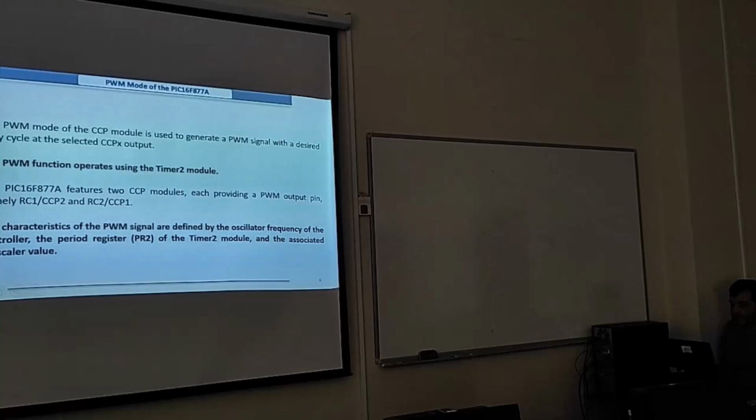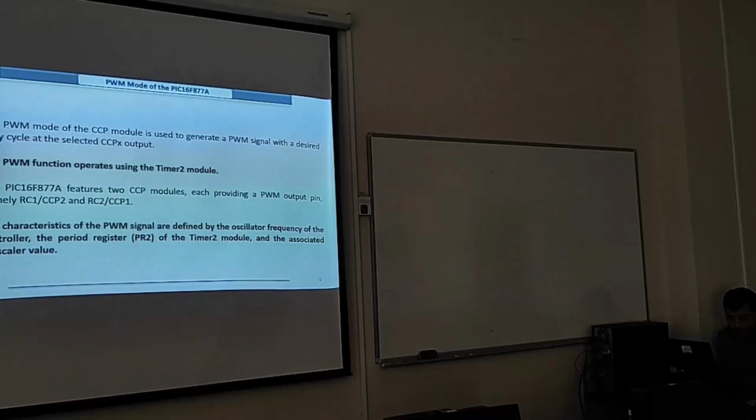The PIC16F877A provides two PWM output pins, RC1 for CCP2 and RC2 for CCP1. The characteristics of the PWM signals are defined by three parameters: the oscillator frequency of the microcontroller, the PR2 register value of timer 2, and the prescaler value. In the following slides, we will also see code examples written in the CCS C language.